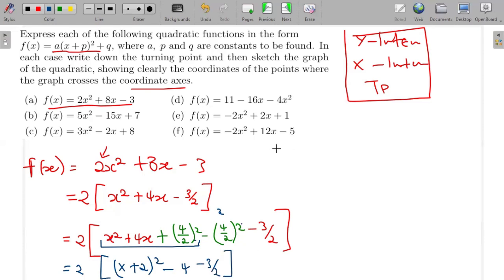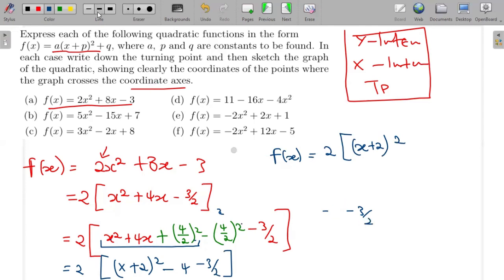So it means my f of x will be equal to 2, and then I have (x + 2) squared, and now I can combine these. I have minus 4 minus 3 over 2. So I can make this have a denominator of 2 as well. How do I do that? I just write it as minus 8 over 2.